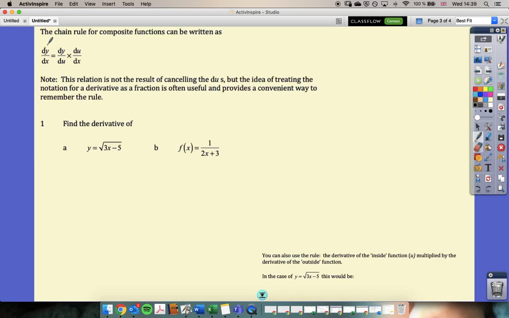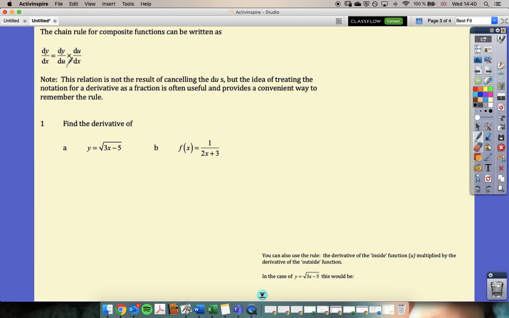Okay, so this is our chain rule for composite functions. To find the derivative, we are finding dy by du and multiplying it by du by dx, where u is our inside function. One thing to be clear is we're not thinking of this as fractions and just cancelling out the du's. That is not a correct understanding of what dy by du actually means.